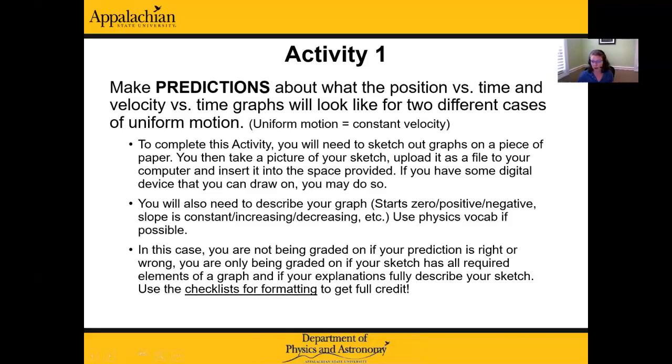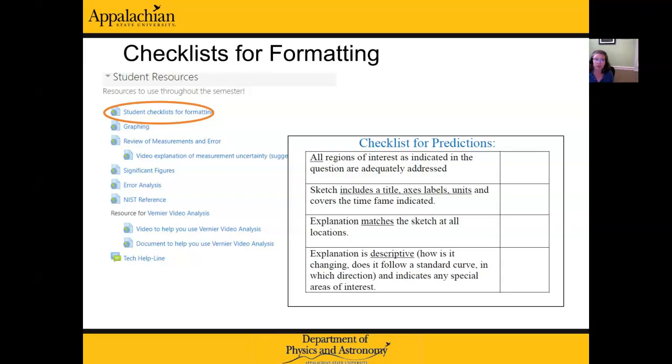And to show you what I mean by checklist for formatting, there's a section heading that says extra resources so you can be successful. In that section, there's student checklists for formatting. In this document, it has all sorts of checklists for graphs, for measurements, for calculations, and for predictions. So if you can go through and check off each one of these boxes, you can be more confident that you haven't missed something that's required in a prediction. Do the same thing for a graph or a measurement.